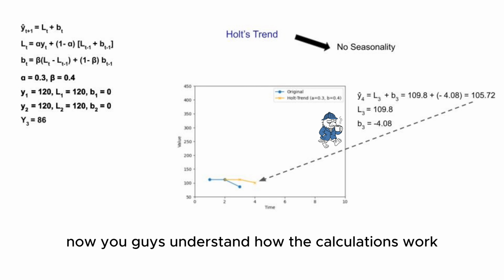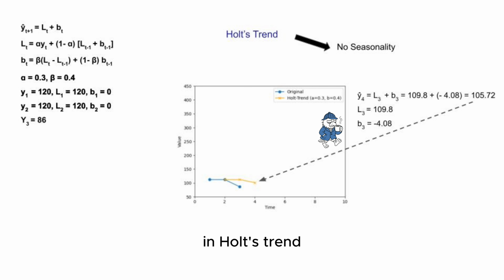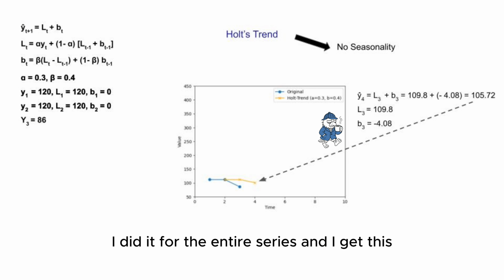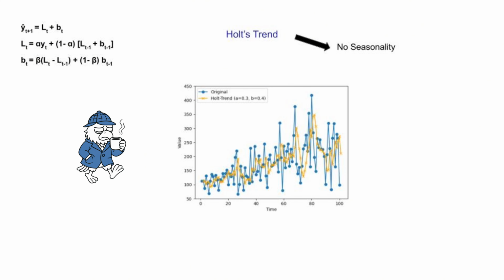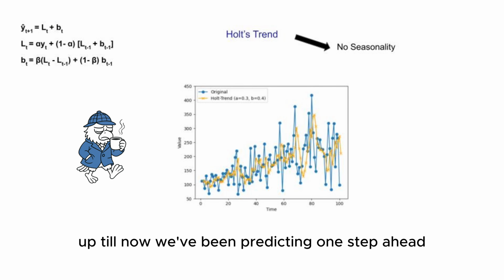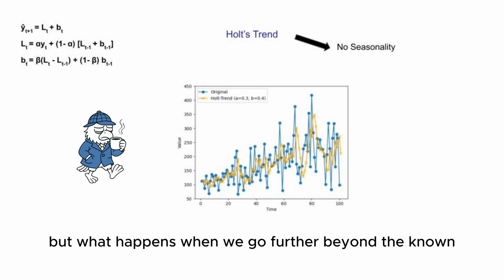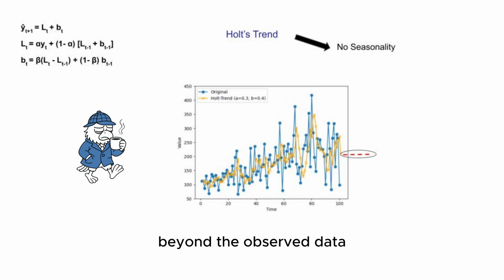Hopefully now you understand how the calculations work in Holt's trend. I did it for the entire series, and I get this. Up till now, we've been predicting one step ahead. But what happens when we go further? Beyond the known, beyond the observed data.